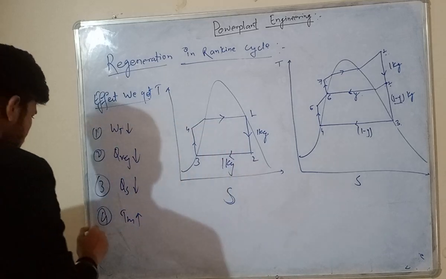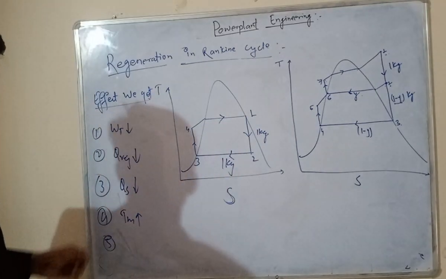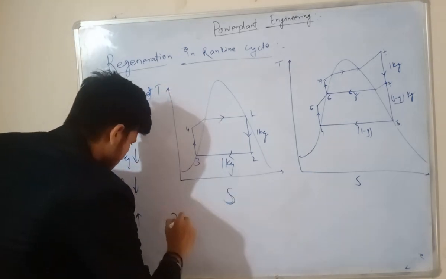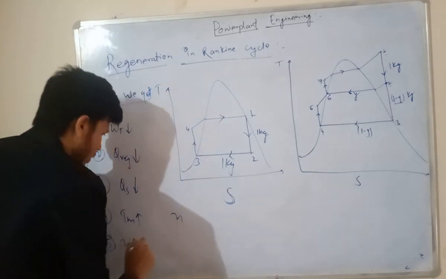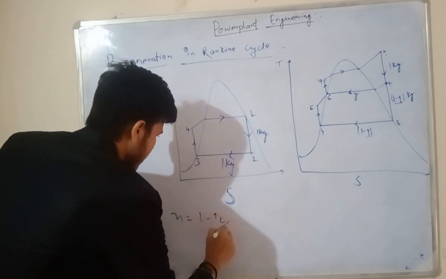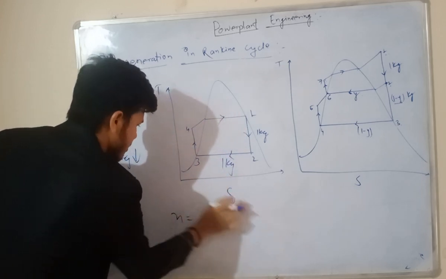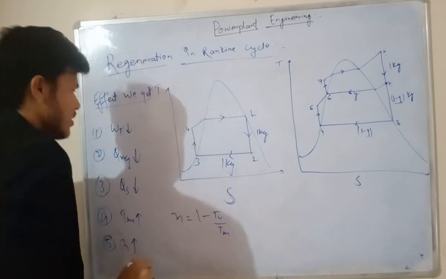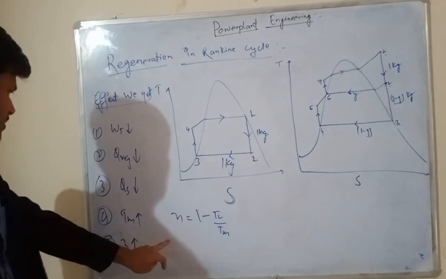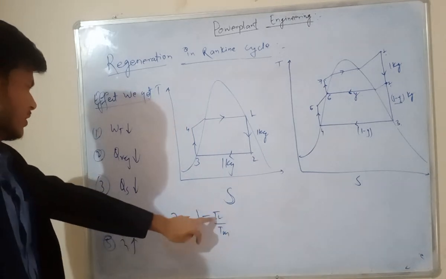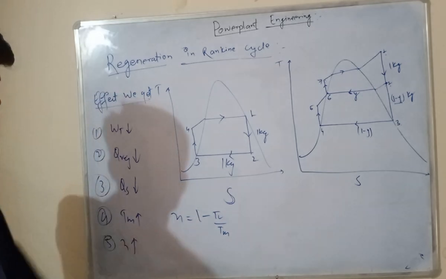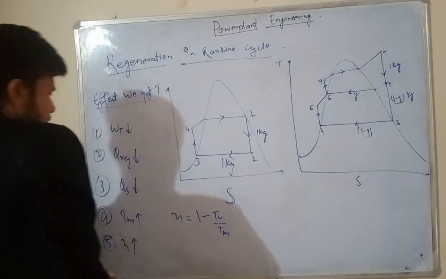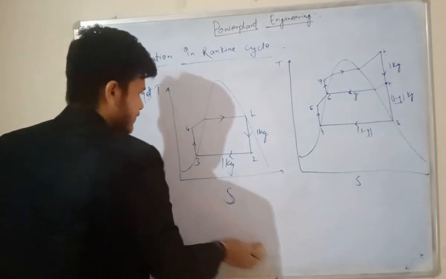TM increases. Next thing is, if the TM increases, as you know, efficiency also increases. Why? As you know that 1 minus TL by TM is our efficiency formula for the Rankine cycle. So if TM increases, that ratio will become less, and the efficiency increases. In this way, these are the effects we'll get in the regeneration process.